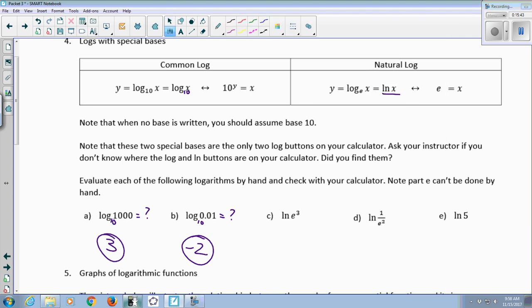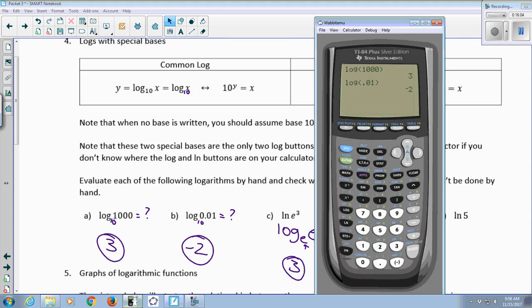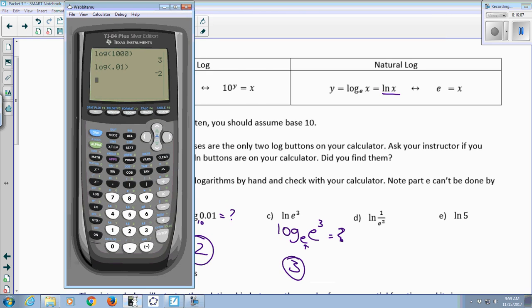The ln of e cubed. So ln is actually log base e of e cubed. Right, so that equals what? E to what power equals e to the third power? Well, that would be 3. So let's just double check. I'm going to type in ln of e cubed. So E is a second button over ln. So you hit second ln and you get E to, and it asks what power you want. So you type in the 3. ln of E cubed is 3.